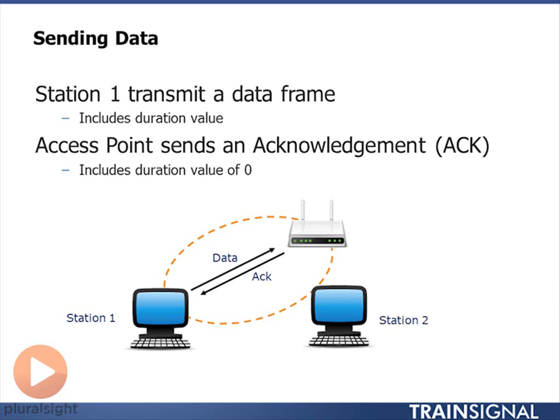So to understand the NAV, the network allocation vector, I want to show you how I send data. And the way 802.11 was originally written, this is not including the quality of service enhancements that were defined later, is that a station will listen, and if the physical medium is free and the NAV is 0, then it will go ahead, after waiting a small back-off period, and send a data frame.